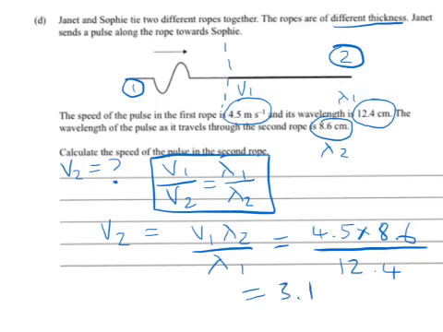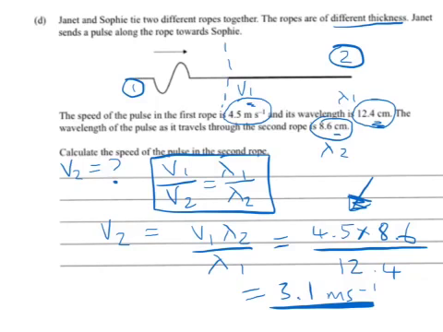3.1. Now, how many significant figures should we give here? We've got 2 SF for this, 2 SF for this, 3 SF for this. The least number of significant figures when you're multiplying and dividing, as we've done in this equation, is to use 2 in this case, so 3.1 is fine. Meters per second. And that's our answer.